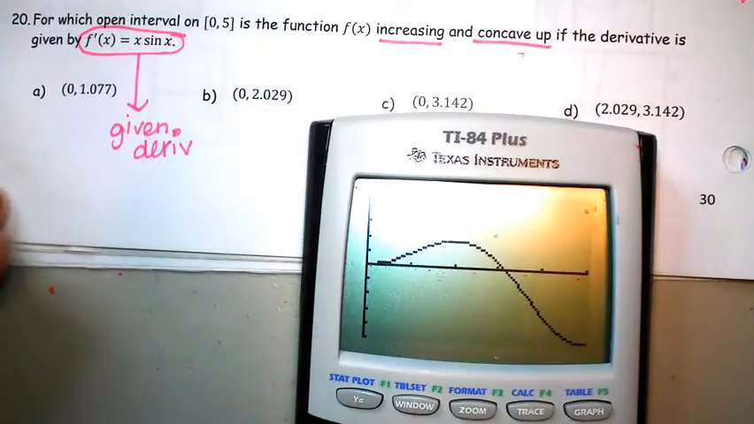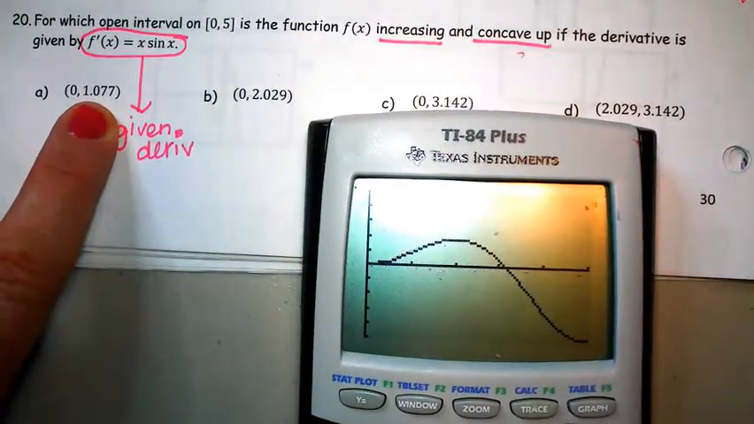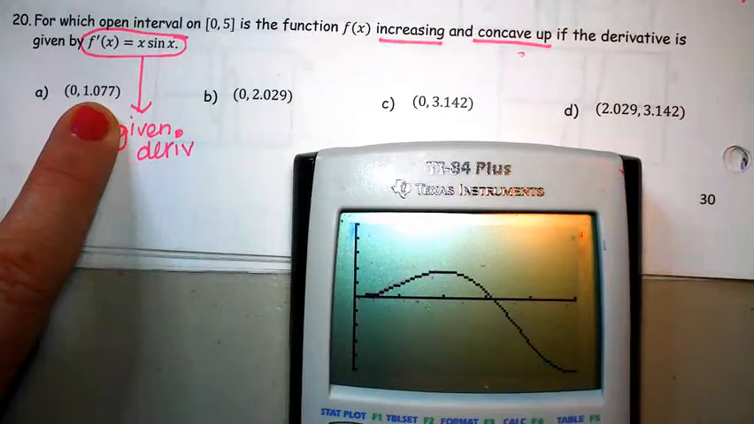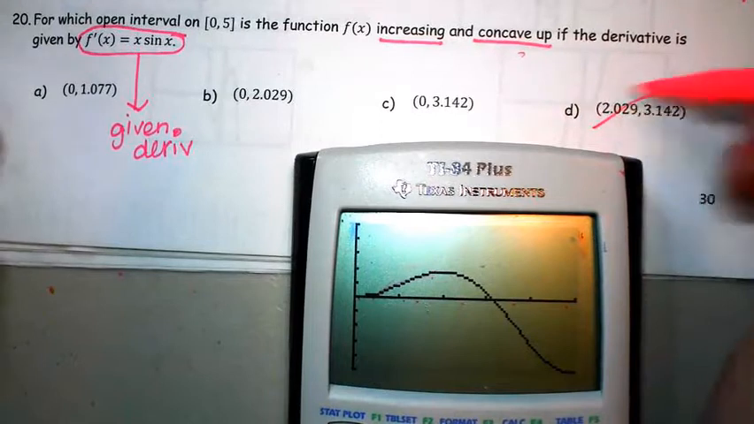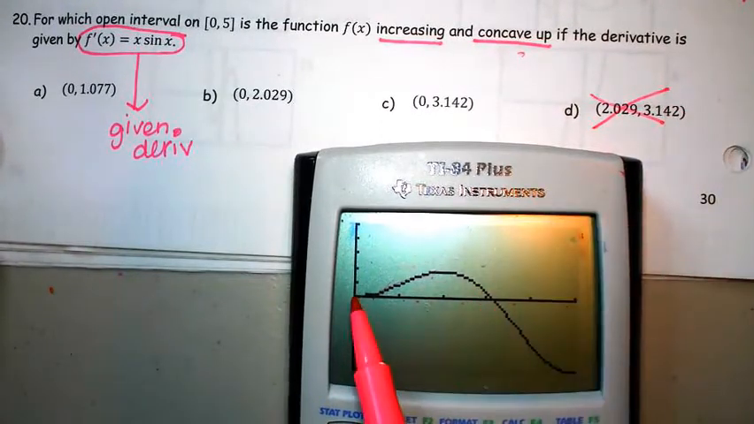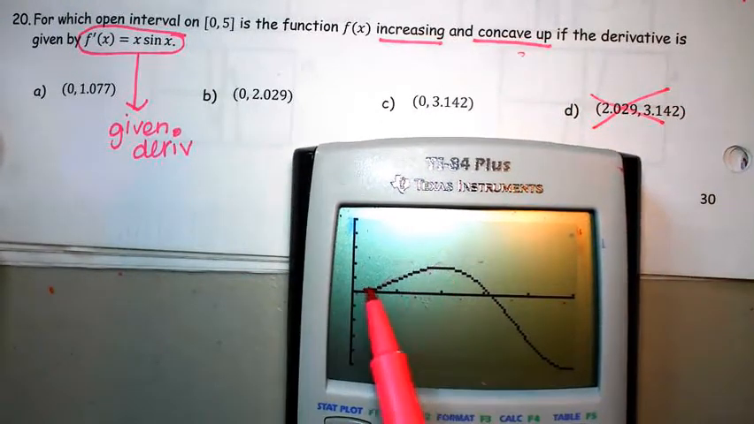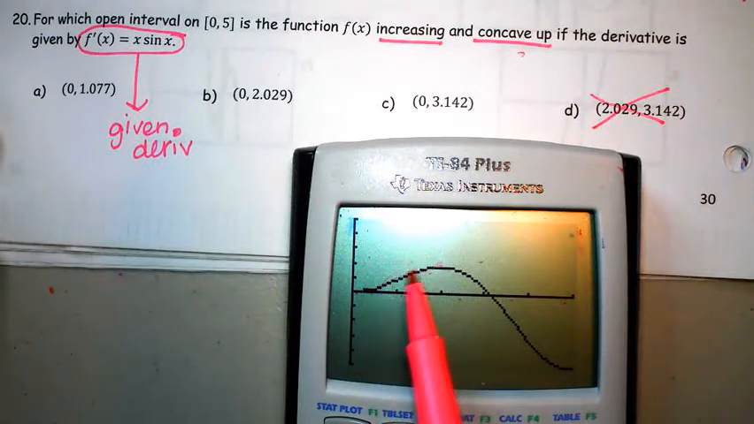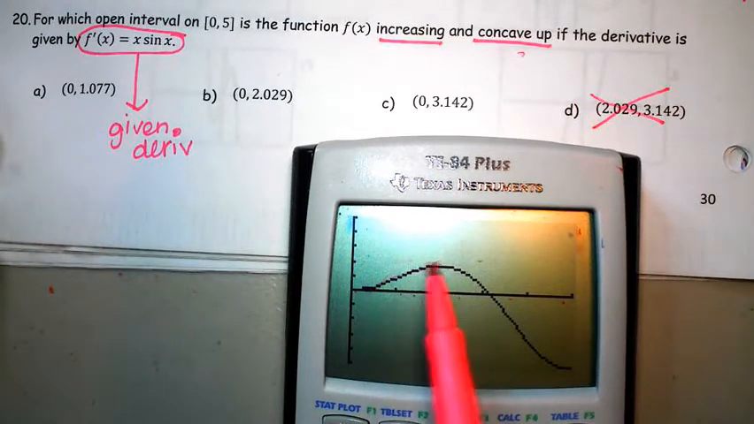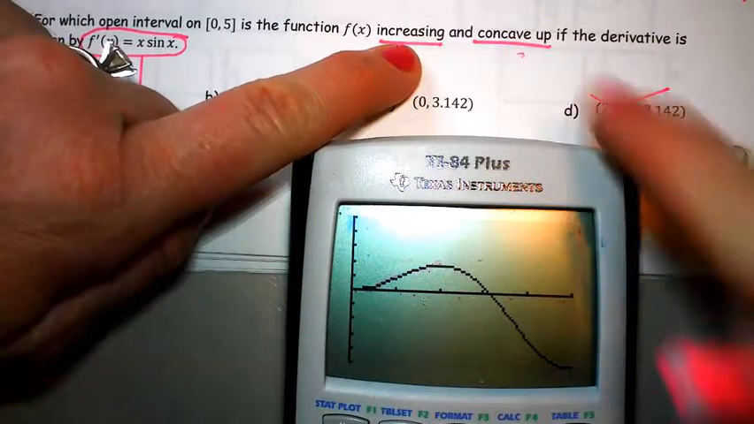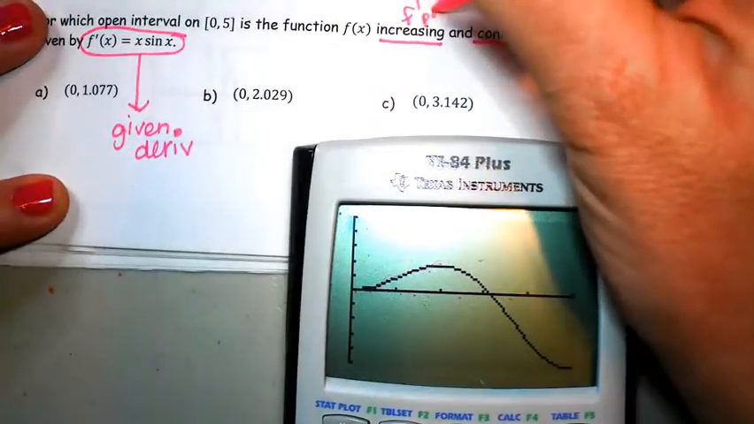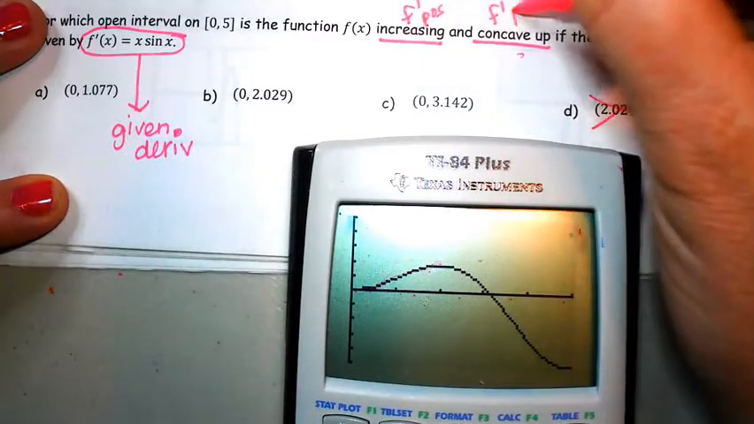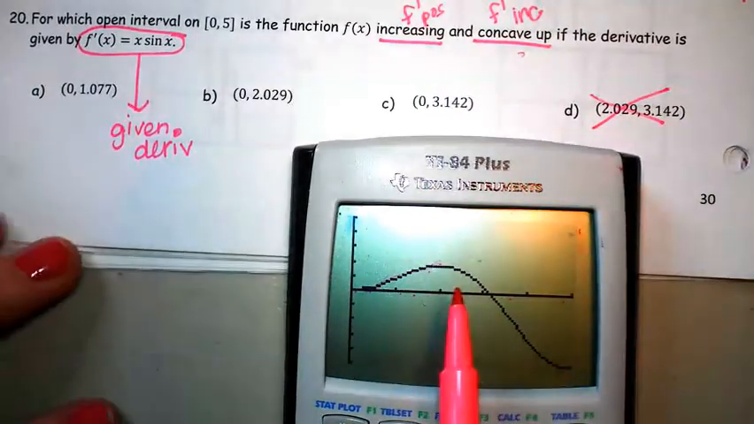So let's look at our answer choices. This interval says 0 to, that could be it. This could be it. This could be it. D could not be it because I see on my calculator, this is my portion. Okay, my derivative is positive and my derivative is increasing, meaning it would be increasing and concave up. So I'm looking to see where f prime is positive and where f prime is increasing. So I need to find this maximum point.